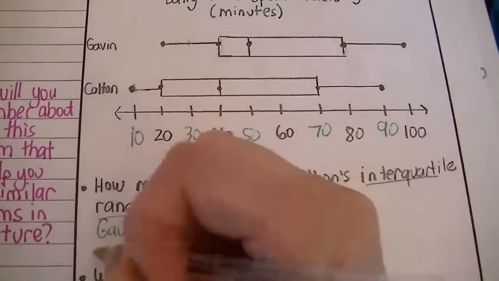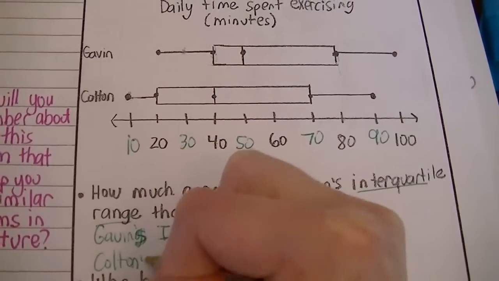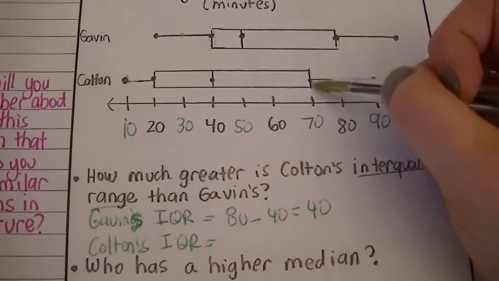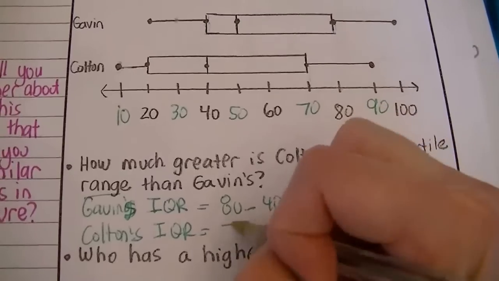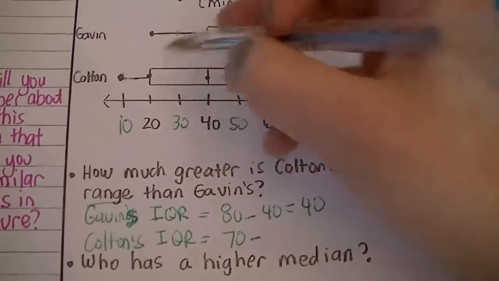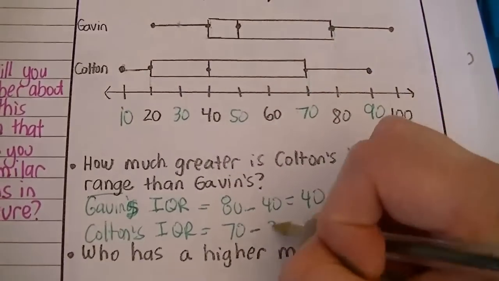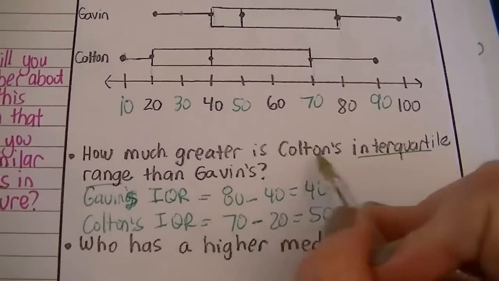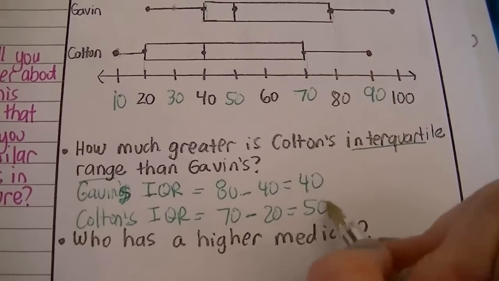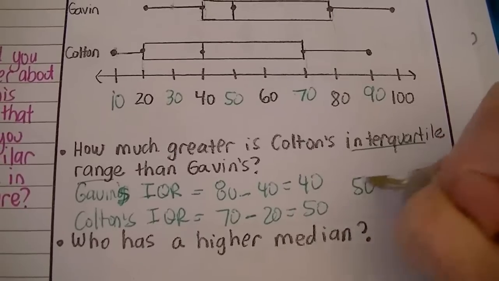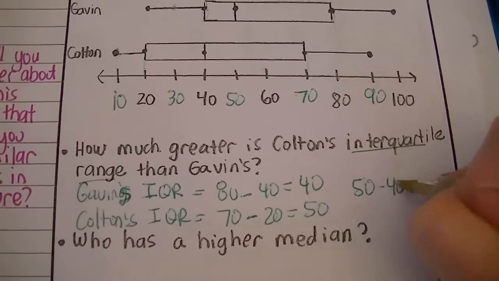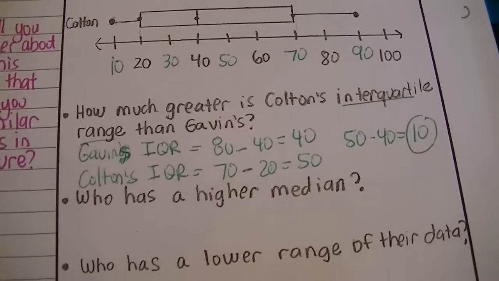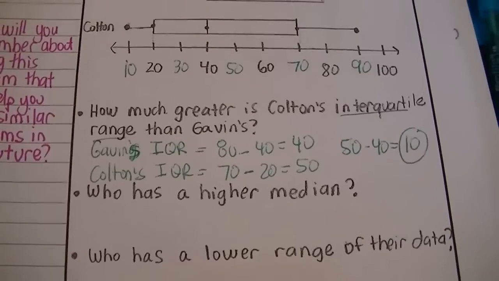Okay? Now for Colton's interquartile range. Again, you take your upper quartile for Colton this time. It's 70, and we're going to subtract the lower quartile for Colton, which is 20. 70 minus 20 is 50. So it's saying how much greater is Colton's interquartile range than Gavin's. So Colton's was 50 and Gavin's was 40. 50 minus 40 is 10. That's our answer. Okay, the next question says, who has a higher median?